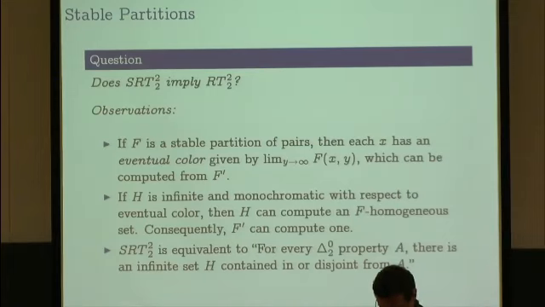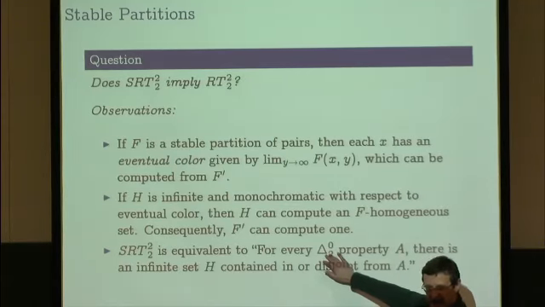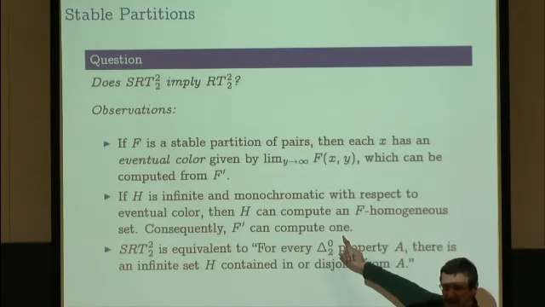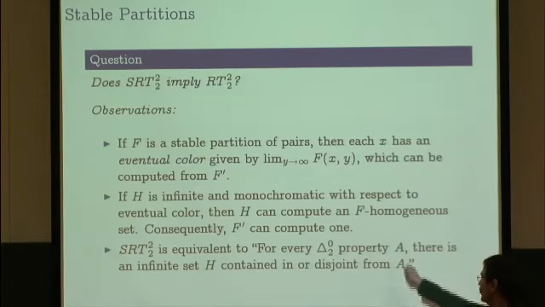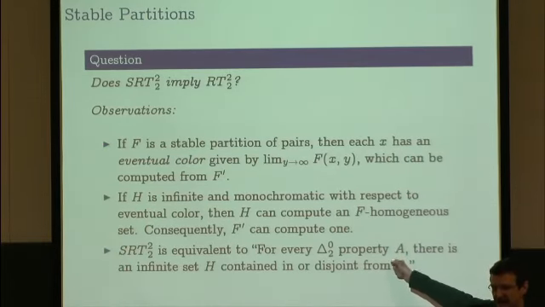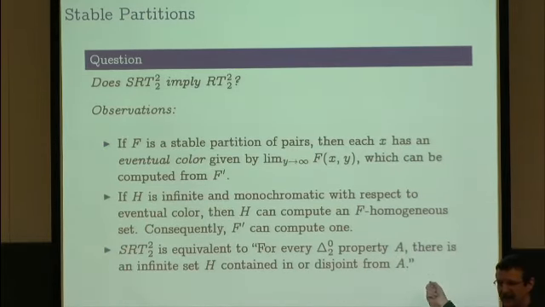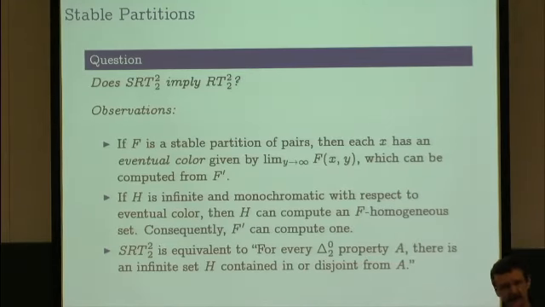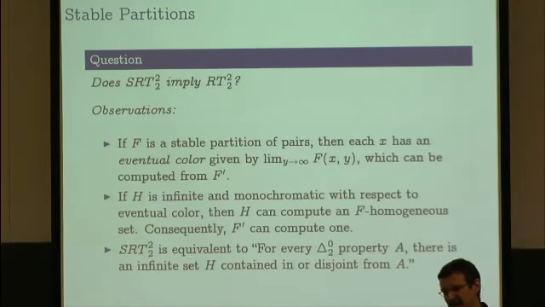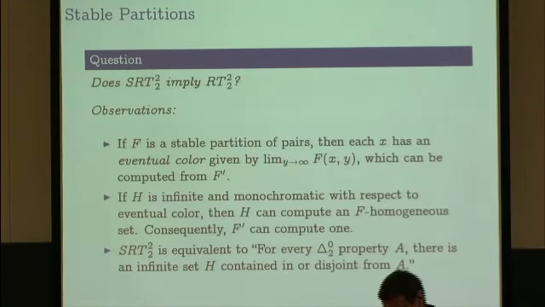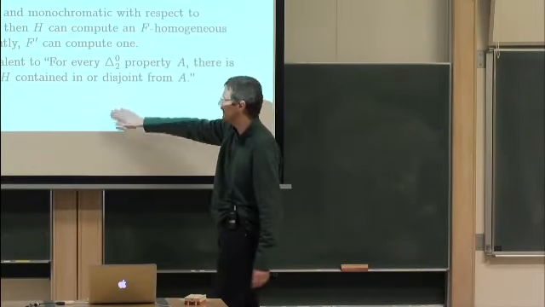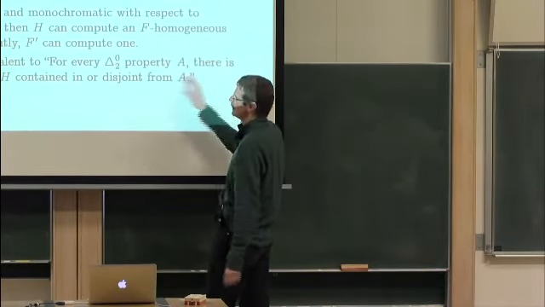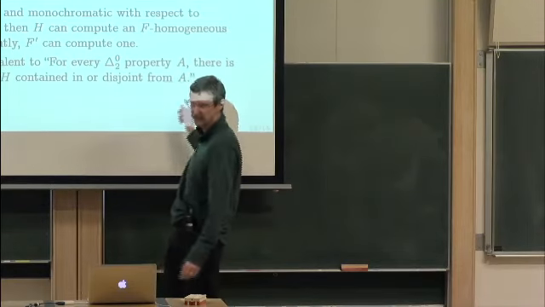It's a Delta 0,2 property to tell what the eventual color is. So if you want to find a homogeneous set, you just have to take the Delta 0,2 set A of things that are eventually 0; its complement is the things that are eventually 1. All I have to do is find an infinite set of one of those two, and I can get a homogeneous set. So stable Ramsey is equivalent to this recursion theoretic statement: for every Delta 0,2 property A, there is an infinite set H contained in or disjoint from A.